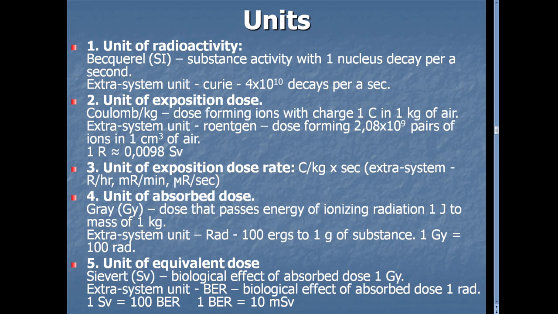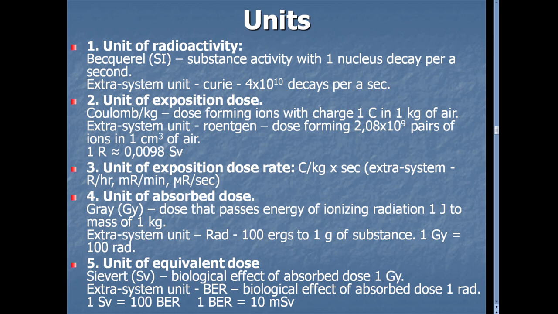Exposition dose is a quantitative characteristic of X-ray and gamma radiation in terms of their ionizing effect, expressed by an electric charge of the same sign formed per unit volume of air under conditions of electronic equilibrium. In the international system, the unit is a coulomb per kilogram.